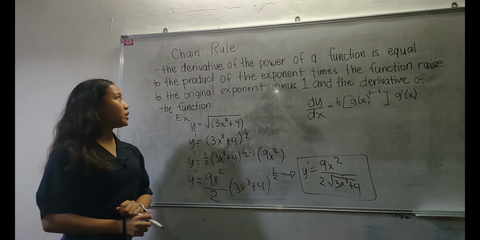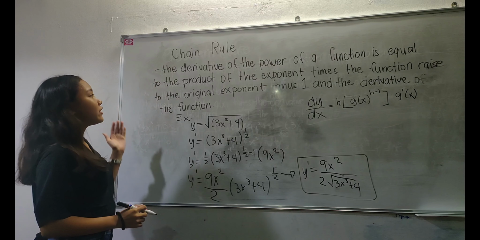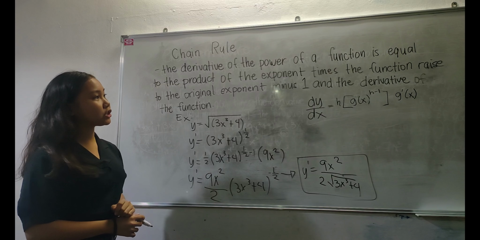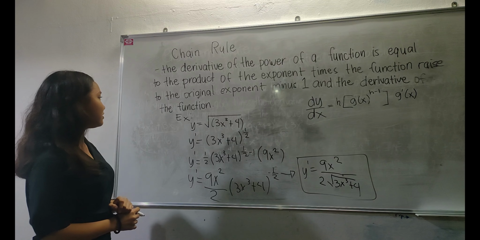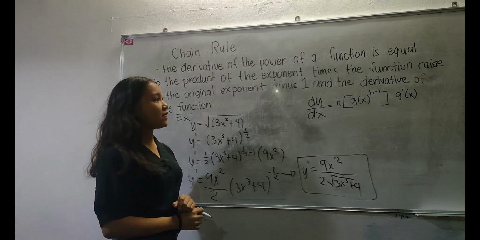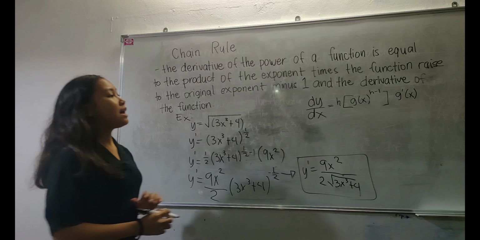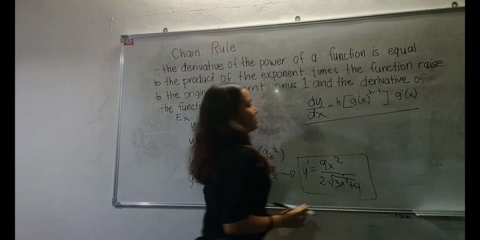So the last rule that we are going to discuss is the chain rule. The derivative of the power of a function is equal to the product of the exponent times the function raised to the original exponent minus 1 and the derivative of the function. This is the formula for the chain rule.